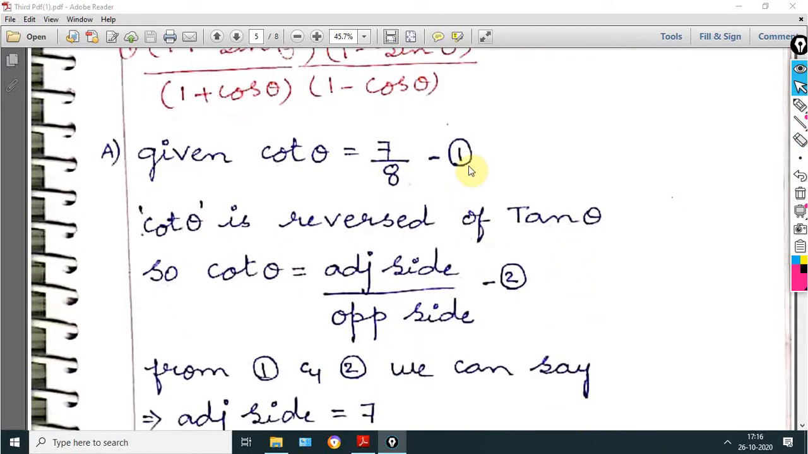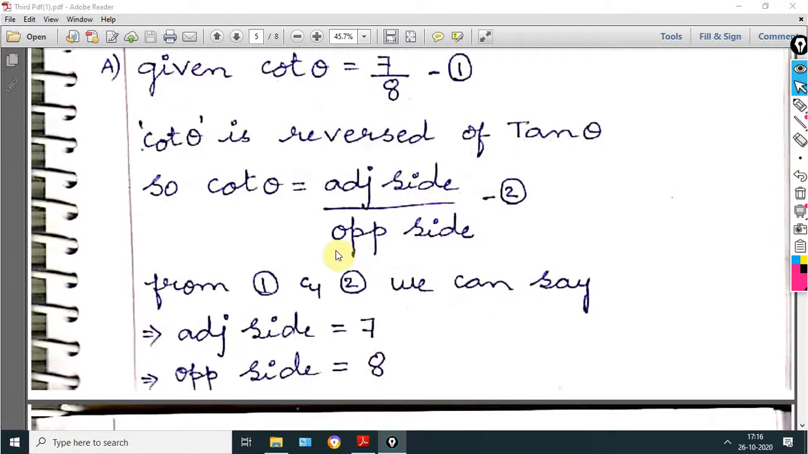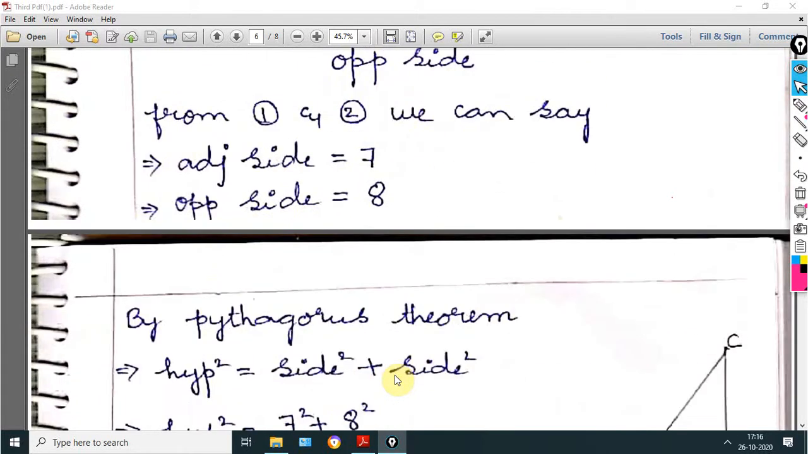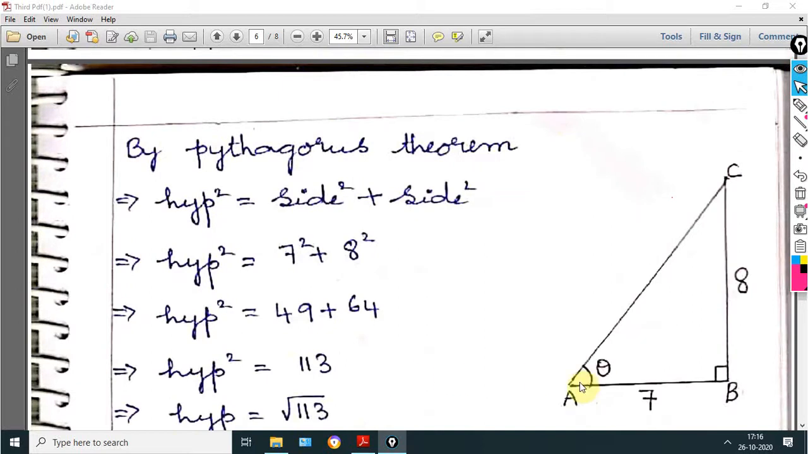So from the first one and the second one, we say that adjacent side equal to 7. So we are writing adjacent side equal to 7. And what is the opposite side? Yes, opposite side equal to 8. So we are writing opposite side equal to 8. Now we will draw the figure.